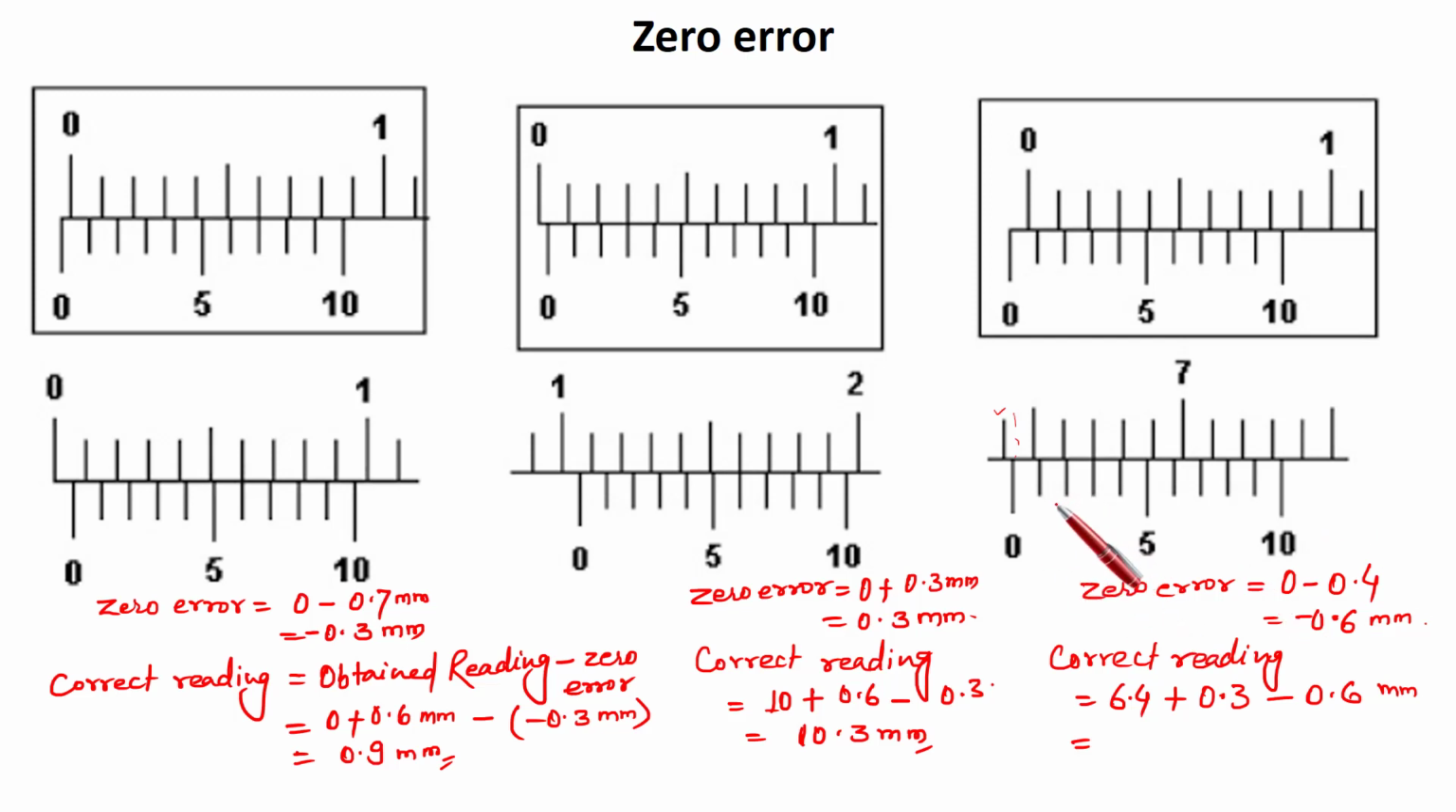So how much will this give us? This is 6.7 minus 0.6 mm. That is, sorry, 6.1 mm. 6.1 mm. Clear? So this is the correct reading.